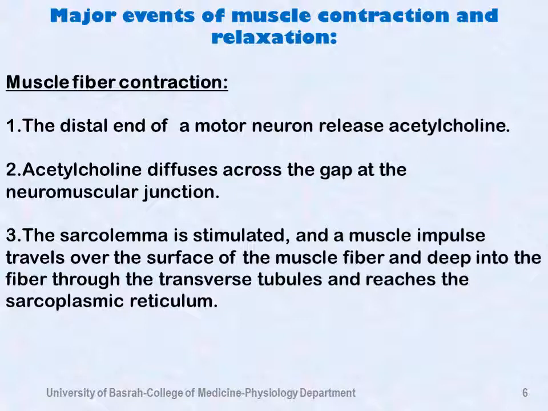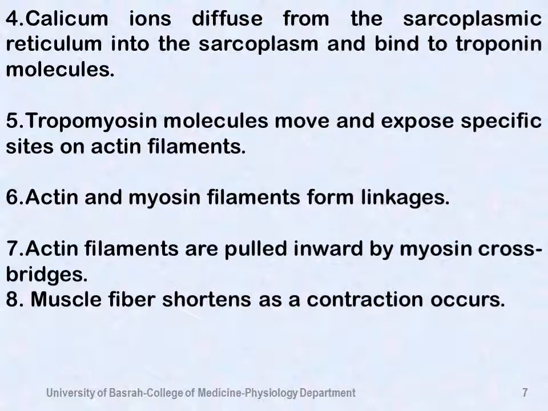The sarcolemma is stimulated and the muscle impulse travels over the surface of the muscle fiber and passes deep into the fiber through the T tubules or transverse tubules and reaches the sarcoplasmic reticulum. Calcium ions diffuse from the sarcoplasmic reticulum into the sarcoplasm and bind to troponin C protein molecules. This is going to make the tropomyosin-troponin complex move and expose the specific sites, or the binding sites, of the actin myofilaments.